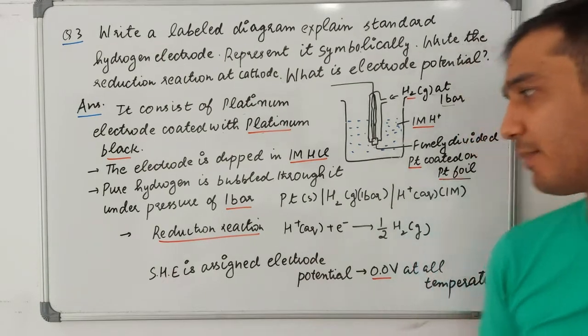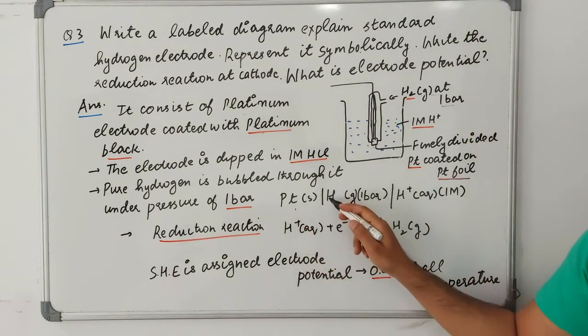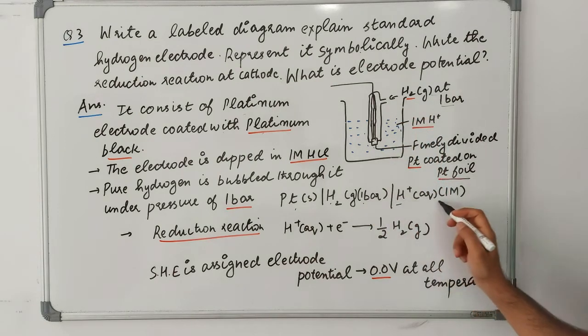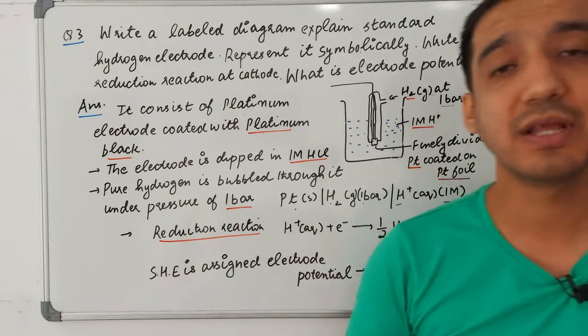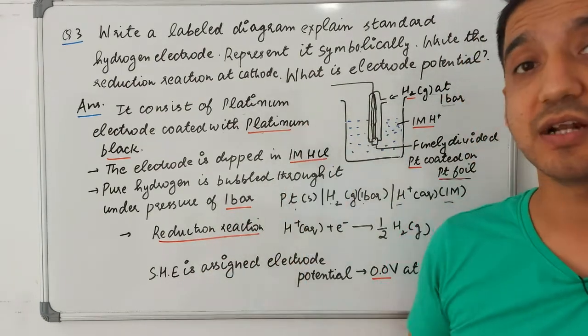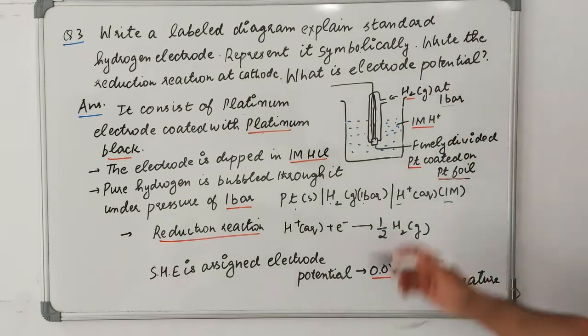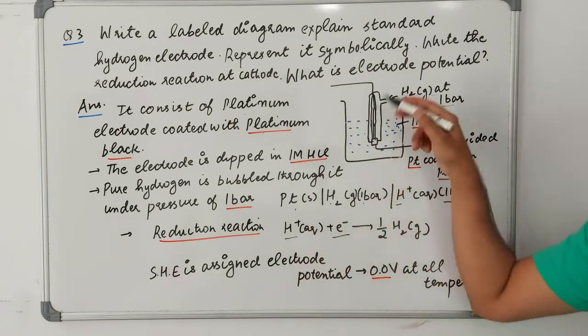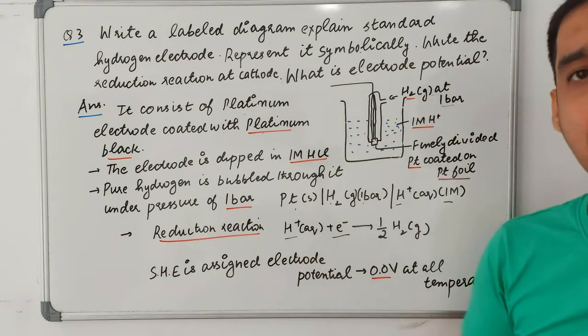Now what reaction happens? The platinum electrode, hydrogen which is at 1 bar, this hydrogen will convert to H+ 1 molar. Okay, so this is a normal reaction. So now what happened during the reduction? Suppose it is connected to some electrode and this is undergoing reduction, then what happens? This hydrogen ion from the acid will gain the electron to form hydrogen gas, then reduction happens.